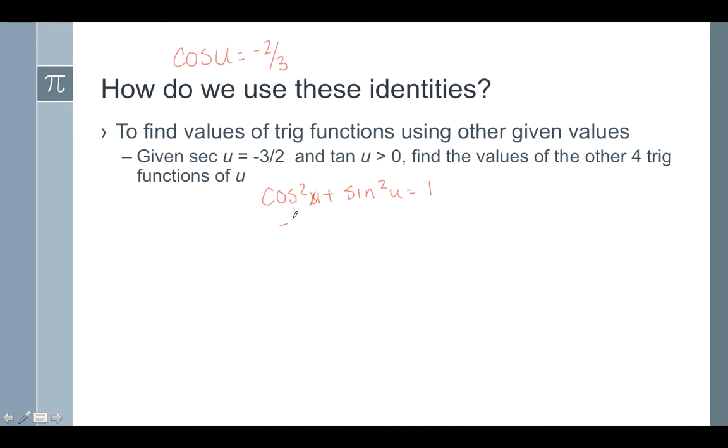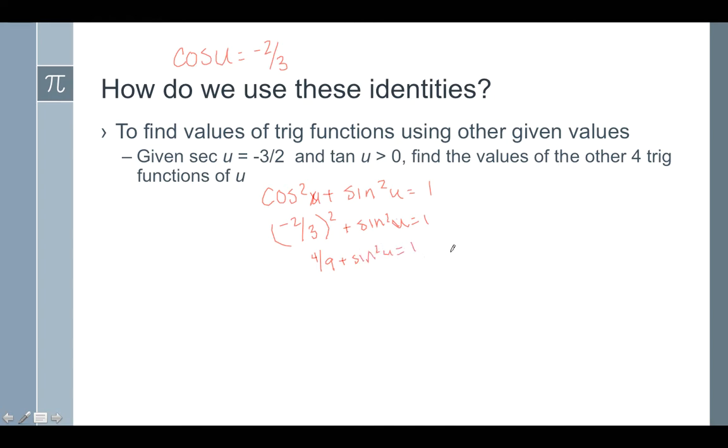So if I said this is negative 2/3 squared, so the cosine of u is negative 2/3, but it's cosine squared, so I'm going to square that negative 2/3. And I'm going to add sine squared of u equals 1. Do a little bit of math here. This becomes 4/9 plus sine squared u equals 1.